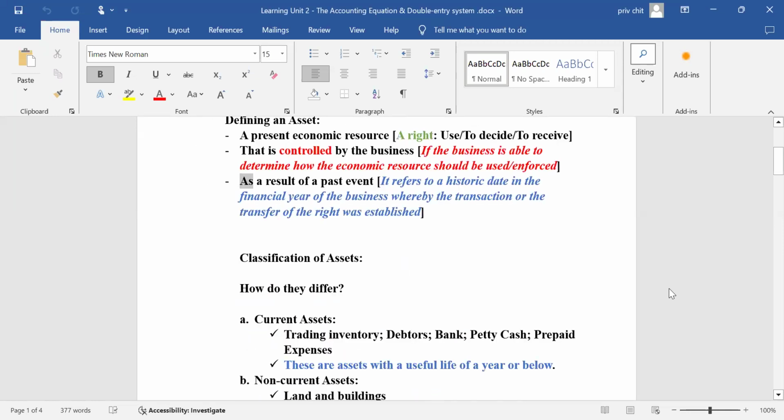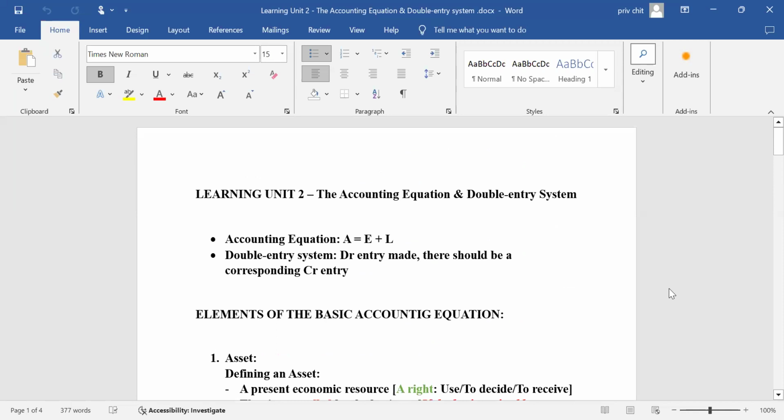So we are proceeding further with our test preparation. Previously, I took you through some important aspects of learning unit number 2. With respect to learning unit 2, we were looking at the concept of the accounting equation and the double entry system, whereby I mentioned that the accounting equation can be expressed as assets equals equity plus liabilities. With the double entry system, what this principle entails is that for every debit entry made, there should be a corresponding credit entry.